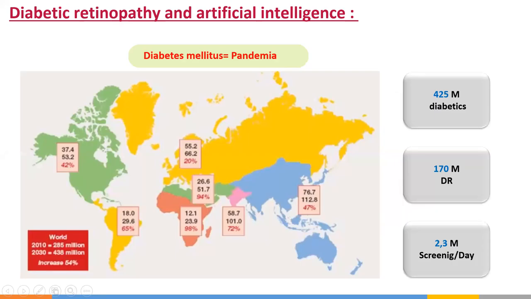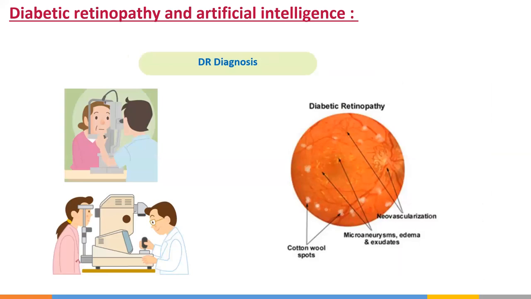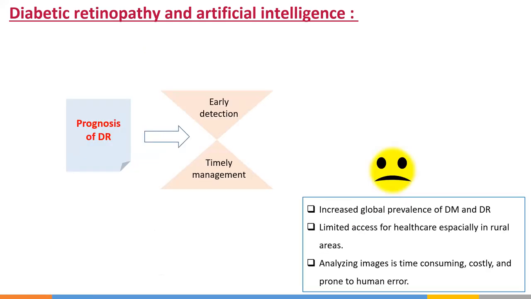For the applications of artificial intelligence, I will start with the retinal pathology that is the most implicated in this subject. It's diabetic retinopathy, which is a real global problem affecting more than 170 million subjects, and 2.3 million retinal screenings are performed daily. Globally, the diagnosis of diabetic retinopathy is easy using slit lamp examination and fundus. The main signs are easy to recognize, including hemorrhages, cotton wool spots, microaneurysms, and neovascularization. This pathology depends on early detection and timely management.